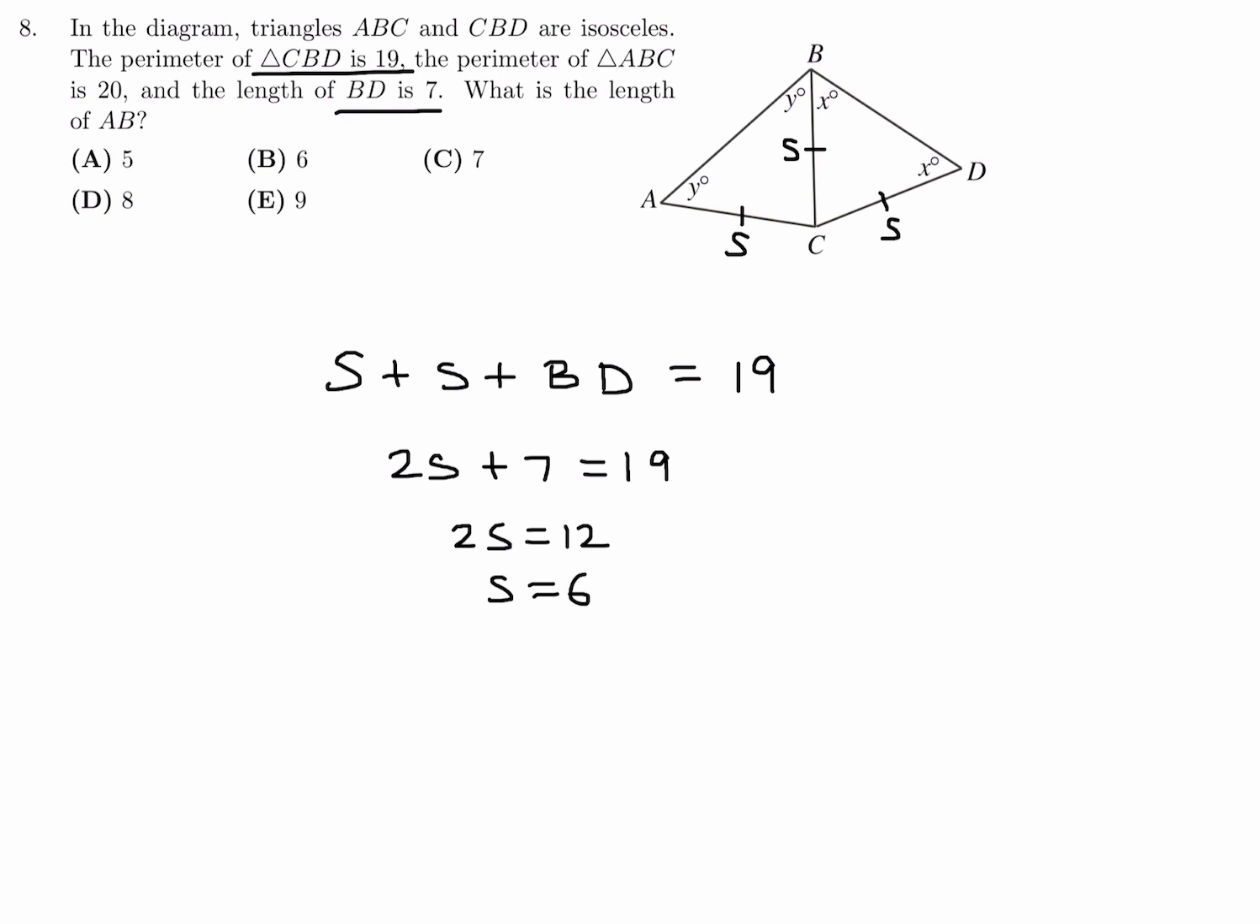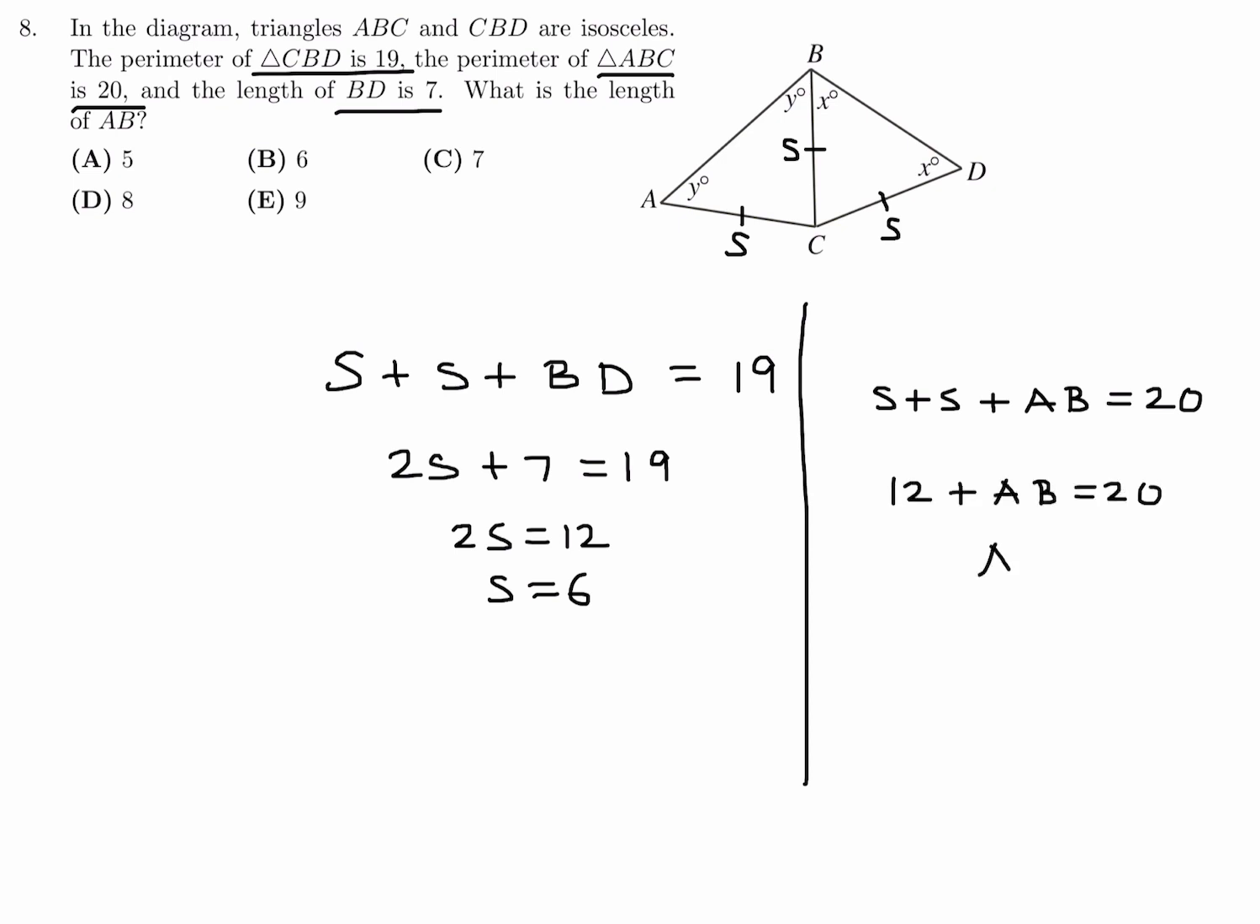And then turning our attention to ABC, that perimeter they tell me is 20. So ABC is S plus S plus AB, and they tell me that is 20. Well, S plus S is 12, and therefore solving for AB, we get AB is equal to 8. So number 8, the answer is 8, and that is choice D.